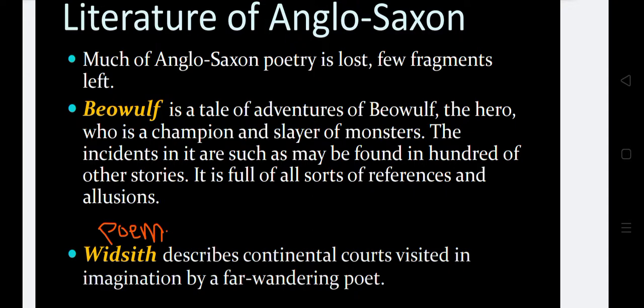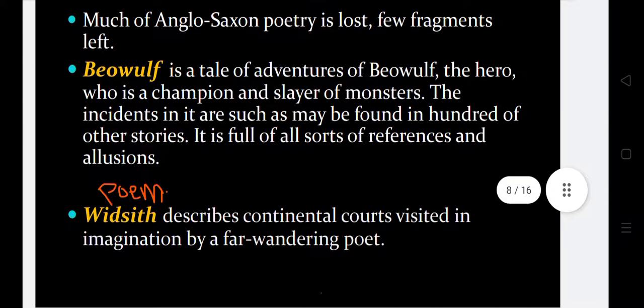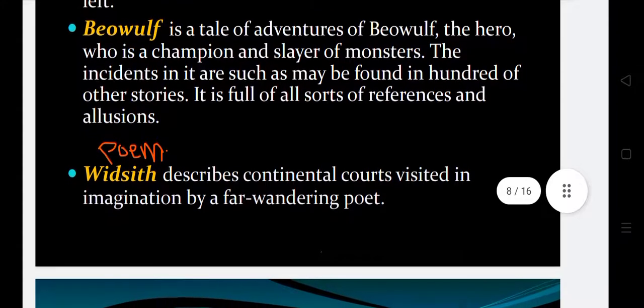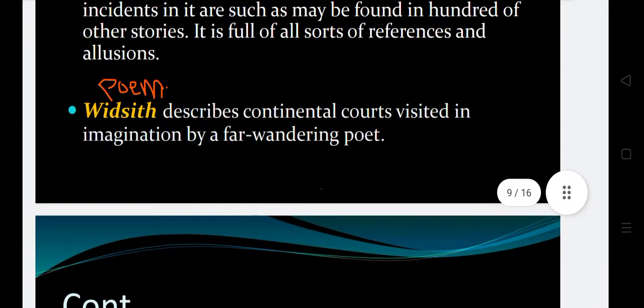It's a tale of the adventures of Beowulf, who is the hero, the protagonist, champion and slayer of monsters. The incidents in it are such as may be found in hundreds of other stories, full of all sorts of references and allusions. And there was a TV series on this Beowulf. If you are interested, you may watch this series to clear your concepts. Beowulf is available on the internet.